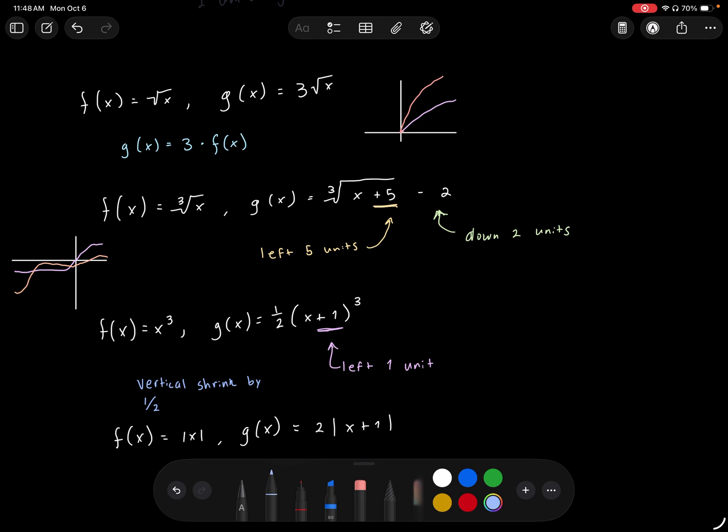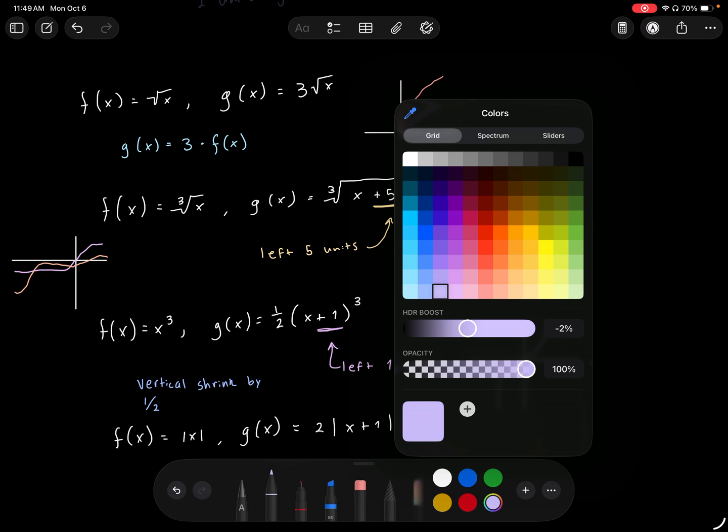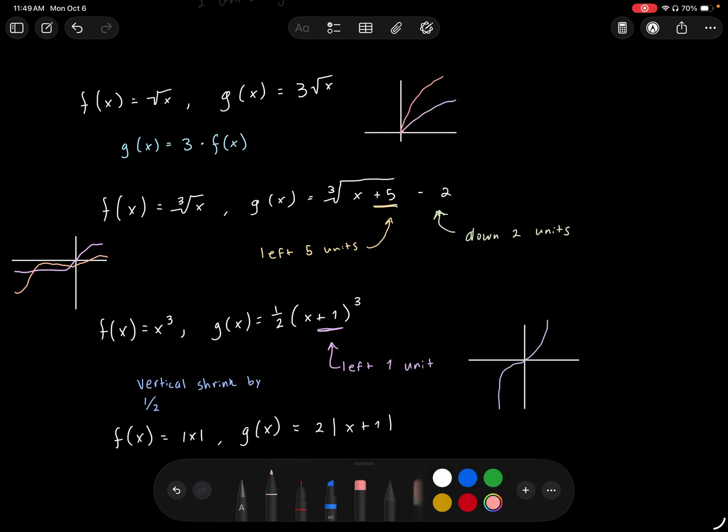So on a graph, you're looking at something like this. Let's say this is our original. This is our shifted. So kind of like that.